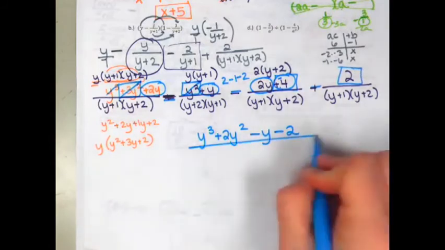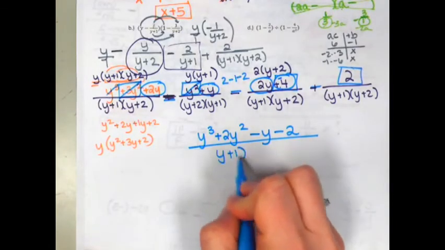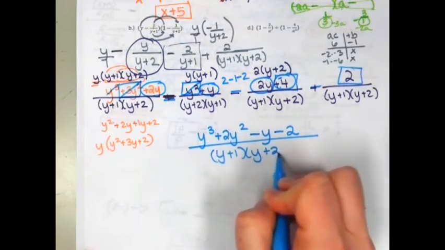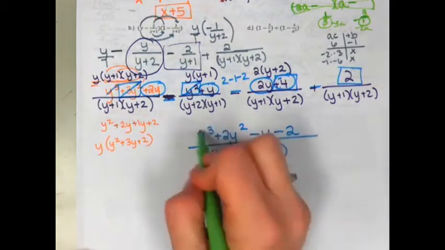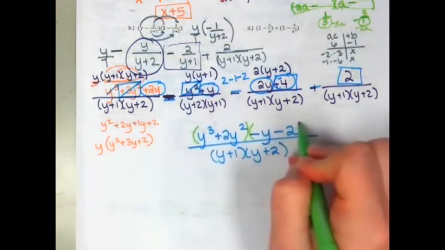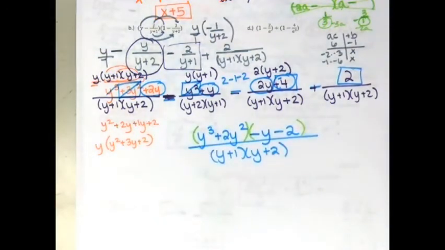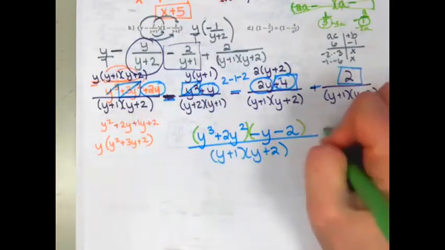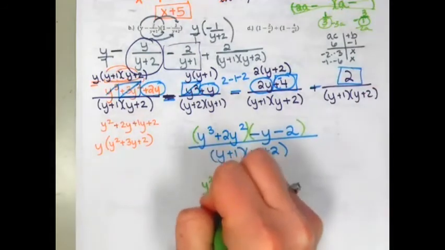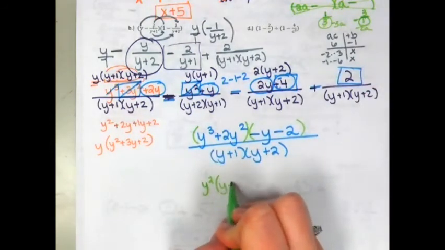-2. And then we have y plus 1 over y plus 2. Can we factor a polynomial? Yes. And how do we factor a polynomial? Cut it in half. We group the first 2 and we group the second 2. What's my GCF between y cubed and 2y squared? Y squared. And what am I left with? Y plus 2.